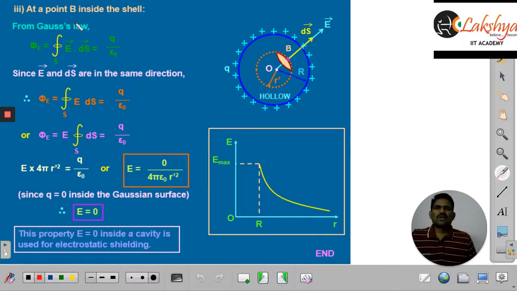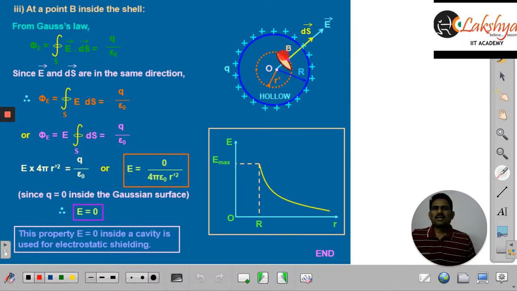And next, if you are taking a point inside, then again Gauss law. That means the Gaussian surface we are taking just inside here, right? Then E bar dot ds bar is equal to q by epsilon naught here. Then E into ds, this term will be the same. E into 4 pi r dash square, we are taking that radius, so r dash square, q by epsilon naught.